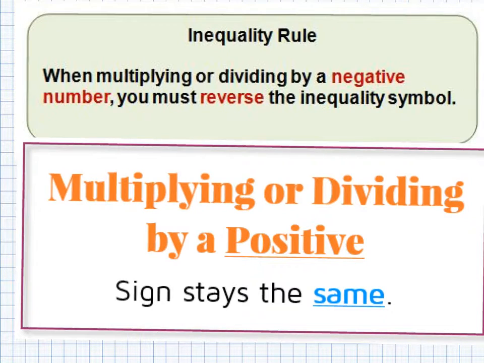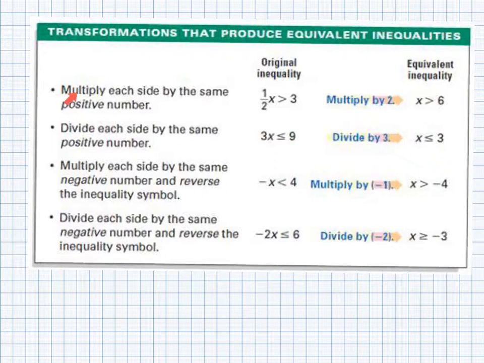So the inequality rule, when multiplying or dividing by a negative number, you must reverse the inequality symbol. Multiplying or dividing by a positive number stays the same. So we're only talking about the negative number. So we'll go over this a different way here.